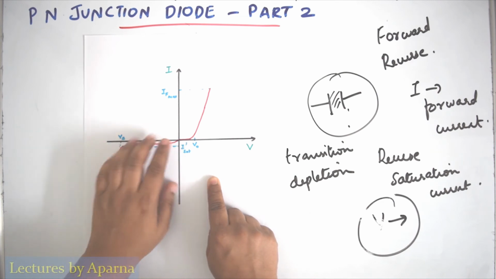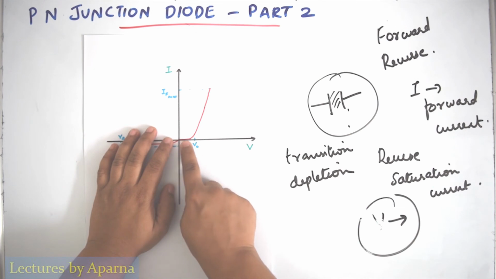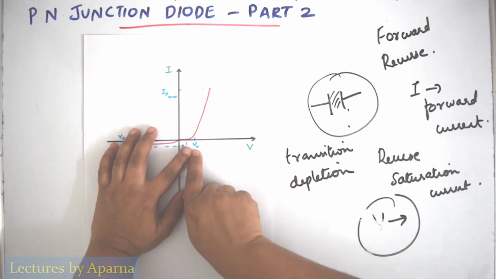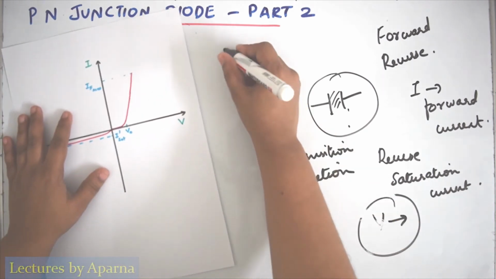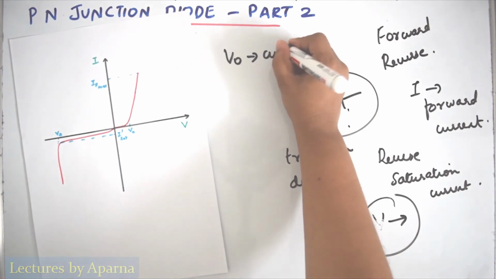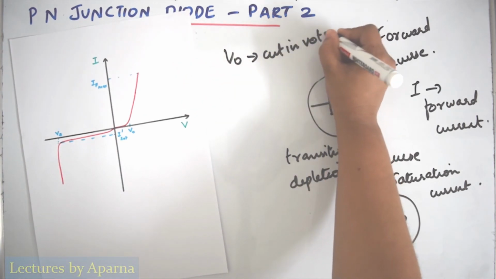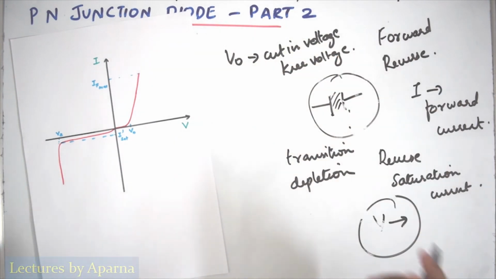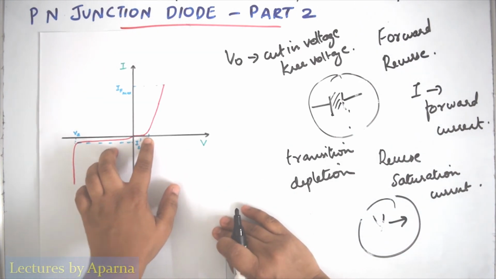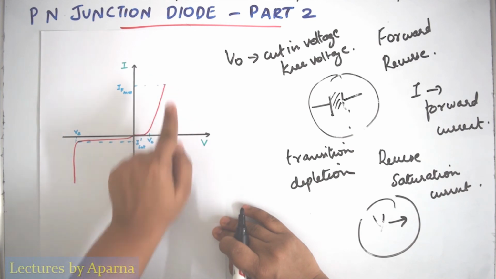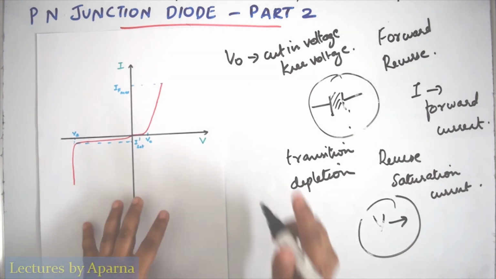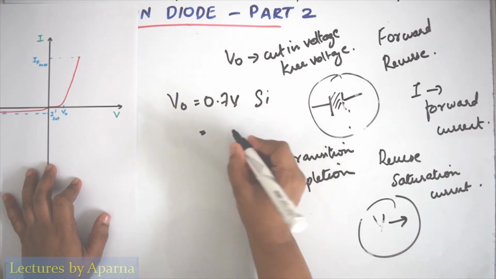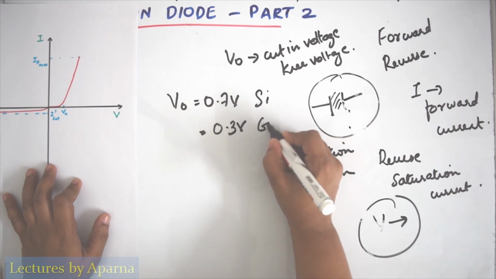So in forward bias, up to a particular voltage there will be zero current, and when voltage reaches V0, which is known as the cut-in voltage or knee voltage, the forward current will start increasing. So V0 is equal to 0.7 volt for silicon, and it will be equal to 0.3 volt for germanium.